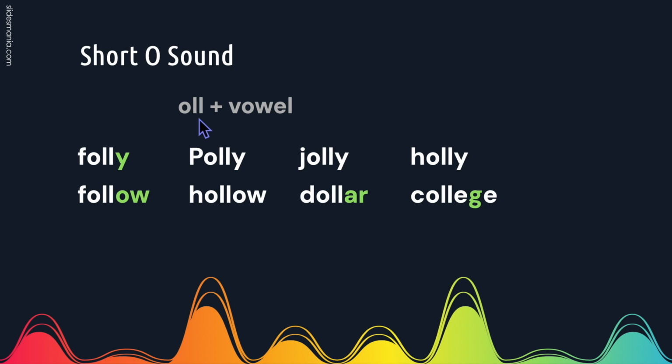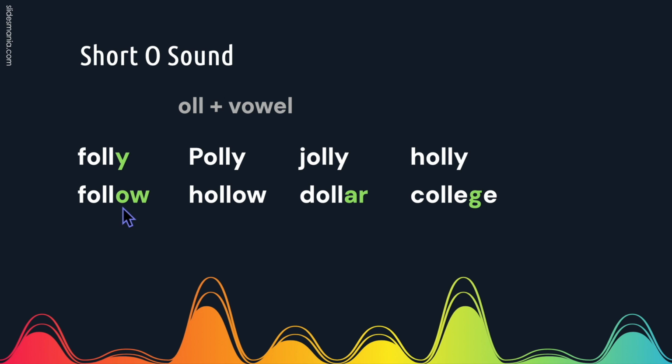If we have OLL and the next letter in the word is a vowel, and the vowel is not part of a suffix, then we're going to have a short O sound instead of a long O. So in all of these words, after the double L, we have a vowel that is not part of a suffix. So the O will keep the short O sound. Folly. We remember that Y at the end of longer words usually has the long E sound. The name Polly, jolly, holly.